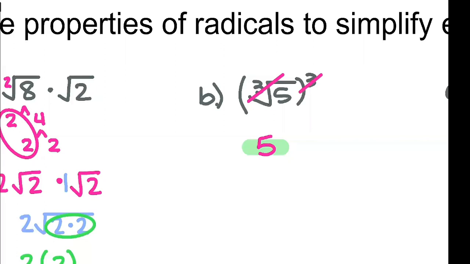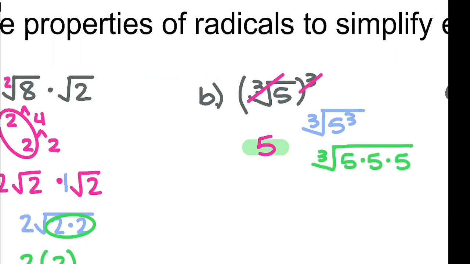You got to think about this. This is the same thing as saying the cube root of 5 cubed. Well, 5 cubed is still 5 times 5 times 5. If we're finding groups of 3 to cancel out that radical, we have a group of 3 5s. So that radical would cancel out, and it would just be 5.